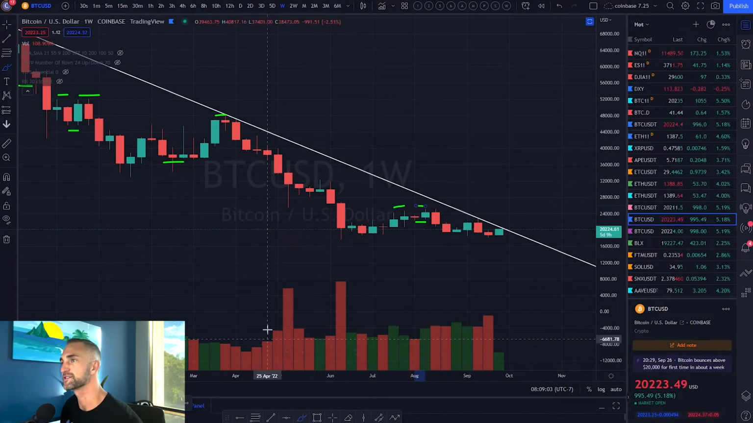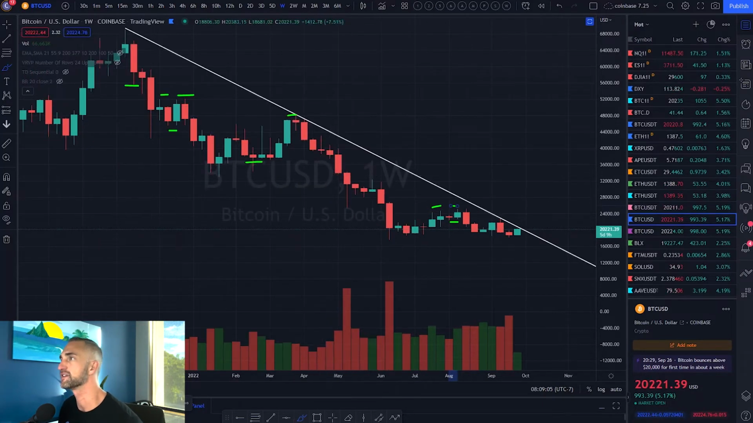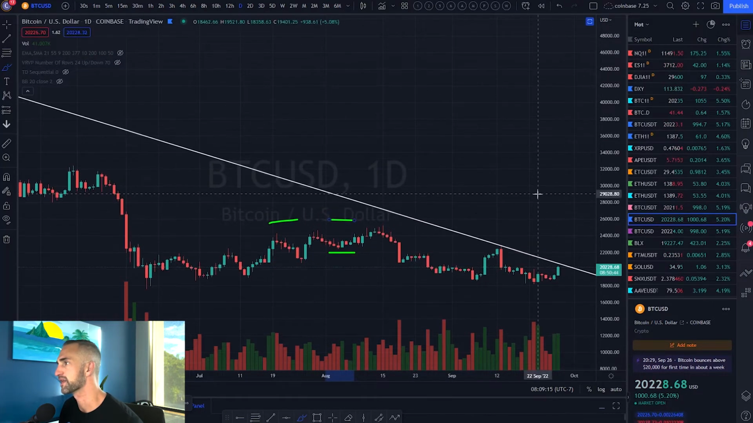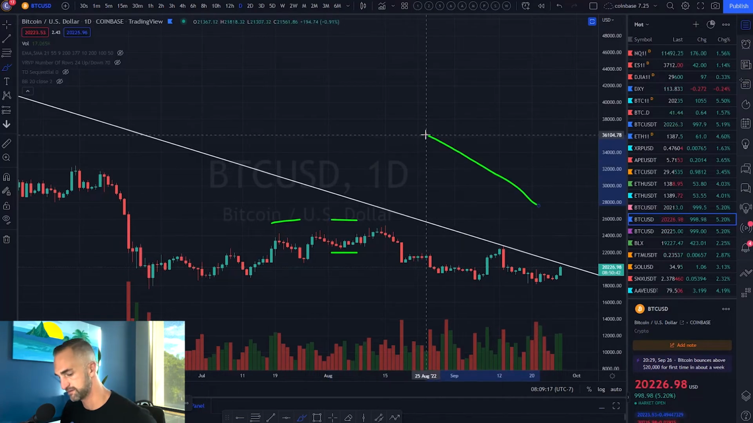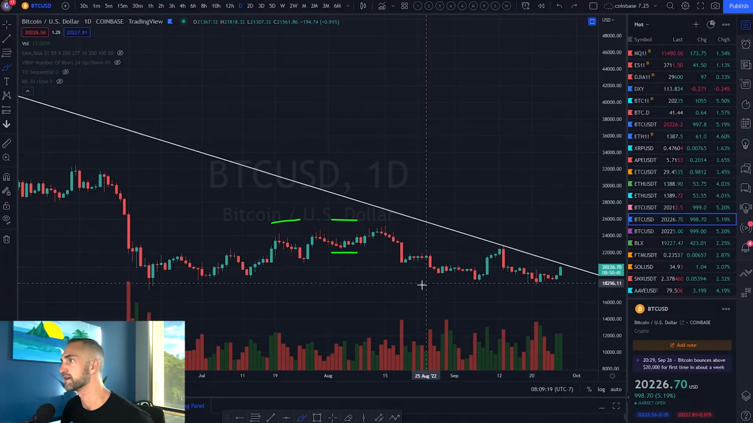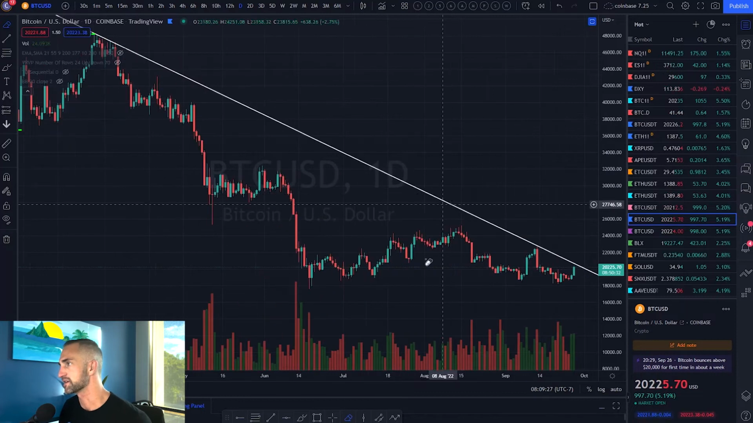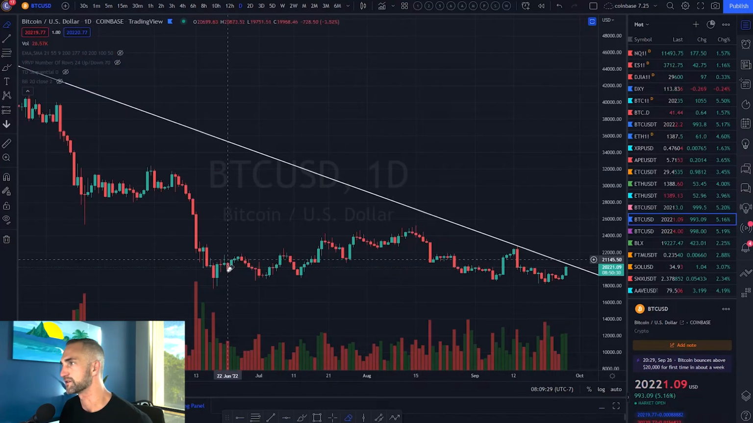So what else is going on here? Let's get into some lower time frames and see if we can actually catch an uptrend versus a downtrend on the daily time frame here. We are still in a downtrend. So let's see if we can just begin to look at a bit of a trend reversal here on the daily time frame.